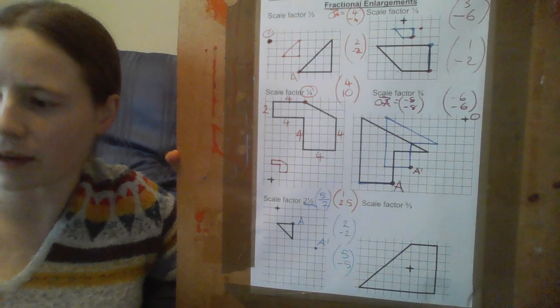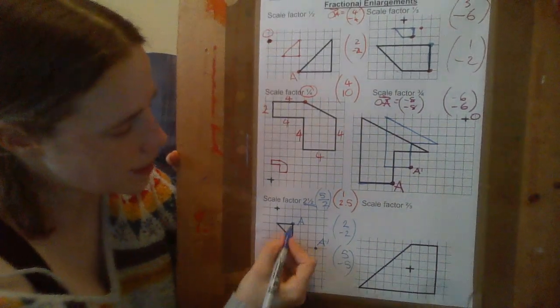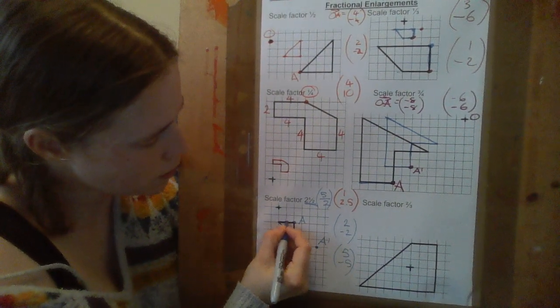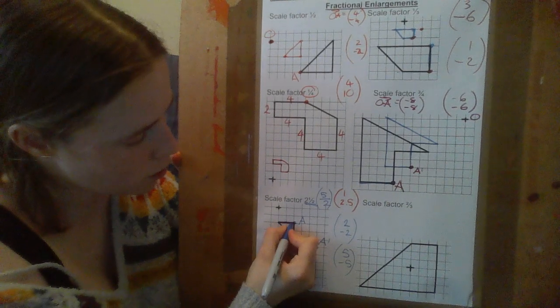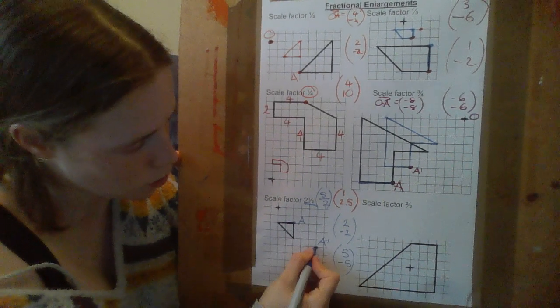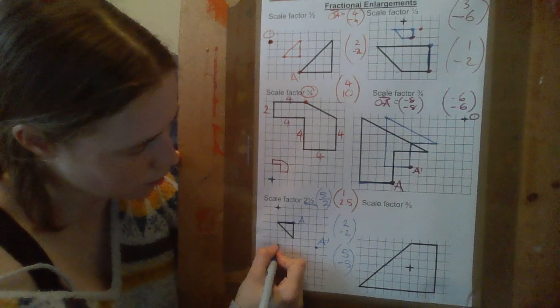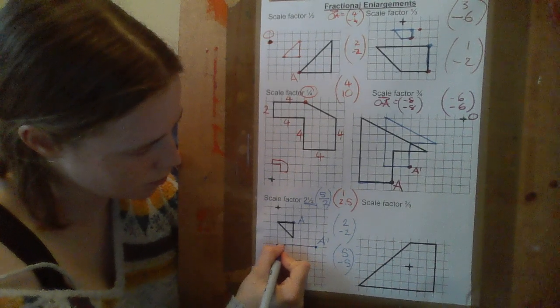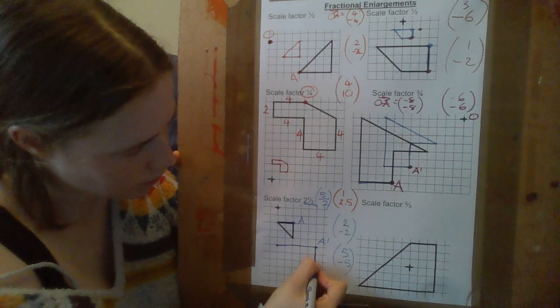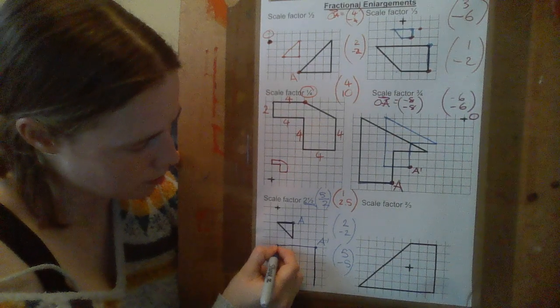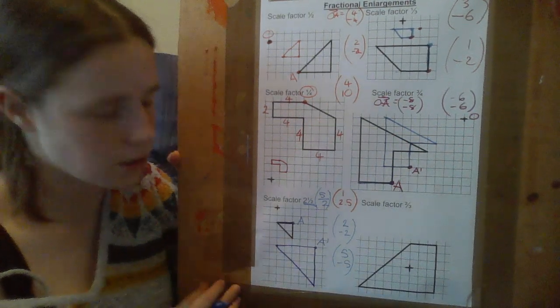Okay, and I'm then going to work out these lengths. So 5 halves of 2 is 5, so I need to go 5 along the top. 1, 2, 3, 4, 5. And I need to go 5 down here. And then I join them up. Again, apologies that I've not got a ruler to do this with.